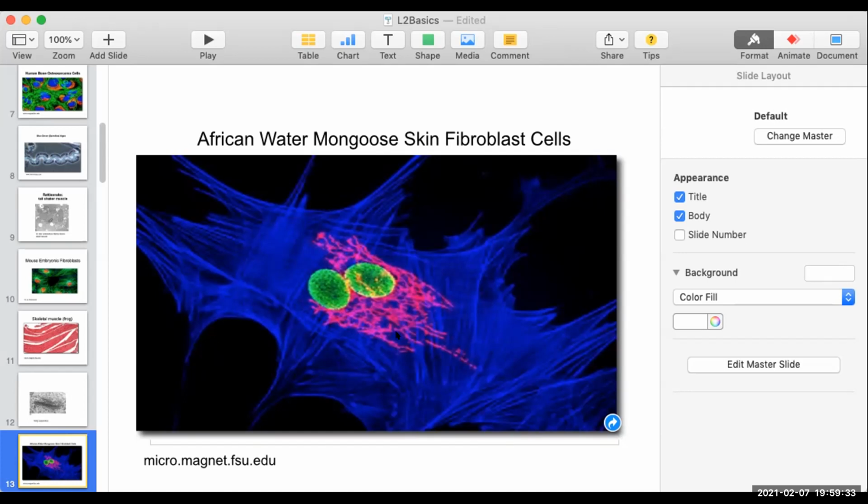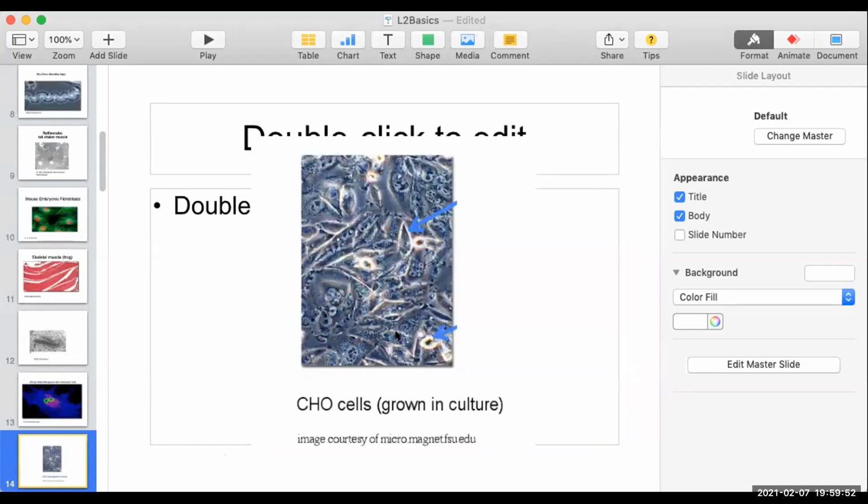In case you're wondering, why do we care about the skin cells of a water mongoose? Probably it's because they grow well in a lab. That's a lot of the reason we study things. Also, all cells share similarities. Okay, time's up. Fluorescence. Yes, it is.